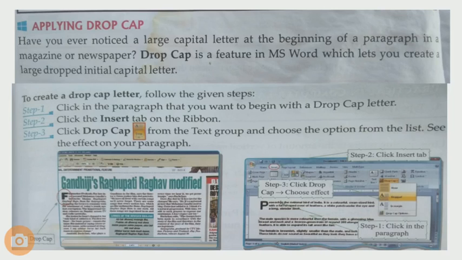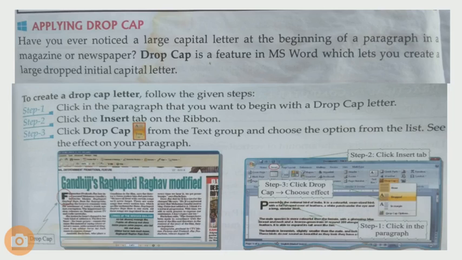Now how to apply drop cap? To create a drop cap letter, follow the given steps. Click in the paragraph that you want to begin with a drop cap letter. Next, click the Insert tab on the ribbon. Then click Drop Cap from the Text group and choose the option from the list. See the effect on your paragraph. Let's see the diagram. Gandhiji's Raghupati Raghav modified. In this paragraph, the letter F is a drop cap letter.